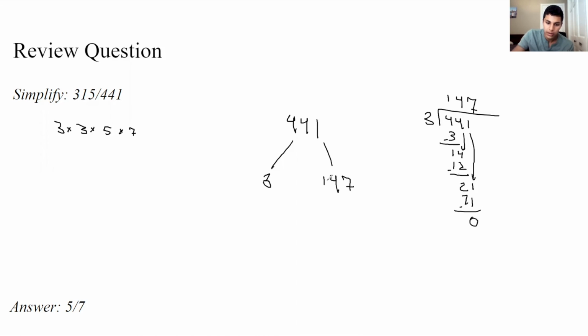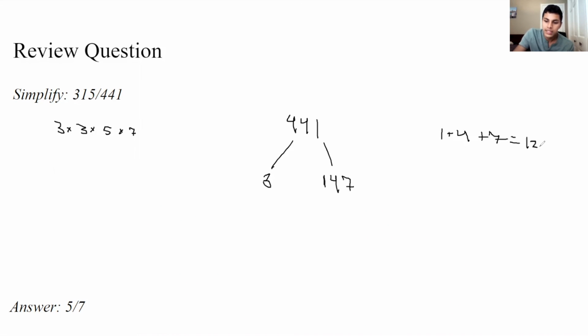So 3 and 147. Now this number may not seem special, but if we add the digits again, 1 plus 4 plus 7, we end up with 12. And since 12 is divisible by 3, so is 147. Now I can do this one in my head. Breaking this down is 3 and 49. And 49 can also be broken down into smaller numbers. If you know your square numbers or your times tables, you can break it down into 7 and 7. And there we only have prime numbers at the bottom of our tree.